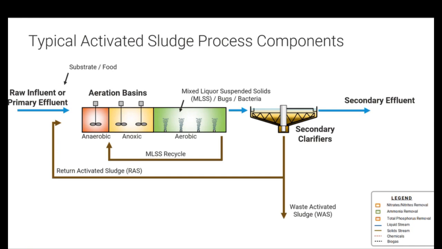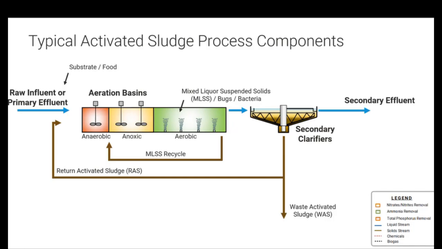So our typical activated sludge components, I think this is pretty standard for everybody, but we have our raw influent or primary effluent, depending on what plant you're at. And basically, for this call today, this is going to be what is in our influent, our substrate or our food for our microbes. This is going to be one of our inputs to our mass balance.